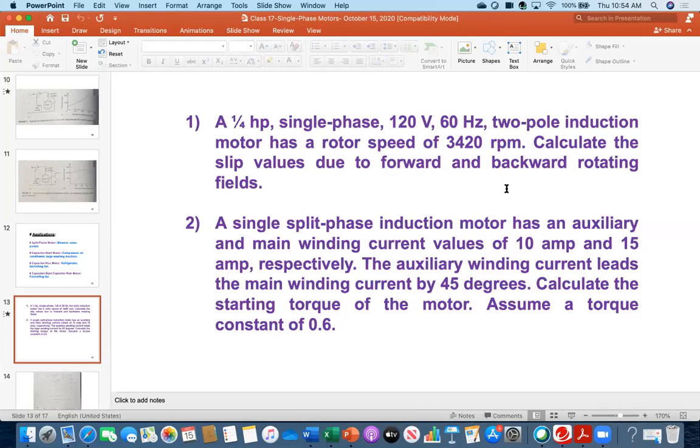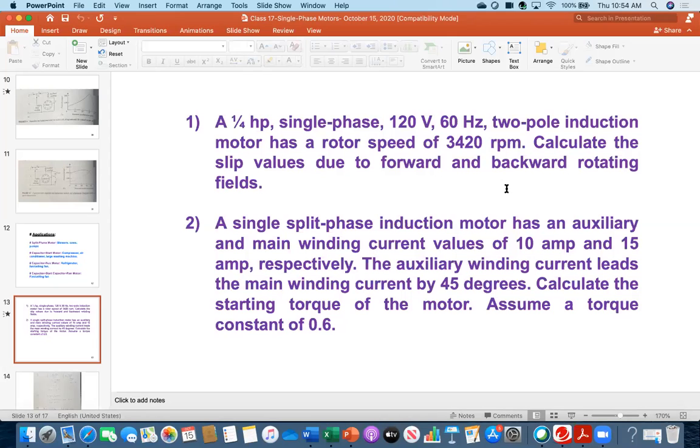Has anybody got the result for slip due to forward field? I got 0.05, I think. Yeah, that is the forward slip. Yes, the slip, that's right. So forward slip is 0.05. That's right.